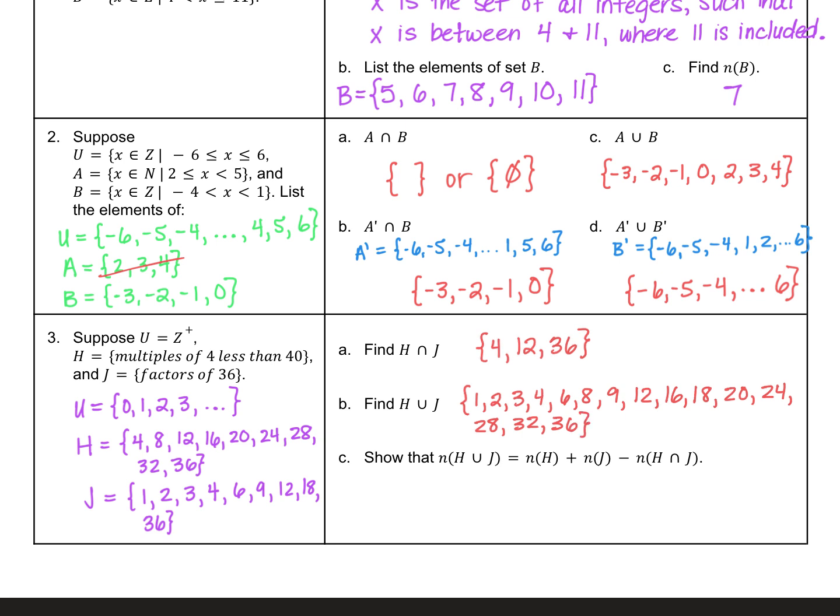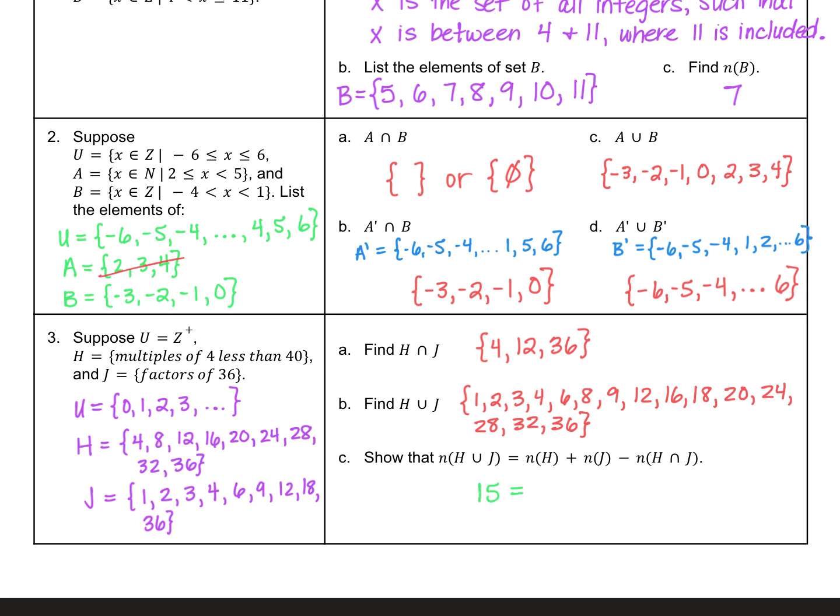So now C, it says show that. Anytime they tell you to show something, they want you to prove it. So they're saying show that the number of elements in the union of H and J is going to give me the number of elements of H plus the number of elements of J minus the number of elements that are in the intersection. So let's do it. All we're doing is substituting here. If we count up the number of elements in the union, we have 1, 2, 3, 4, 5, 6, 7, 8, 9, 10, 11, 12, 13, 14, 15. We have 15 elements there.